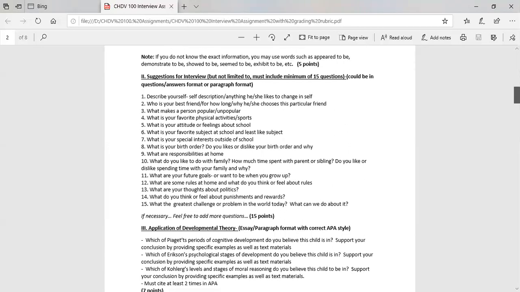Now, here are the actual questions. You will not be making up your own questions. You do need to follow these questions. If you want to add questions, you're more than welcome, but there are 15 pretty sound questions already, so you don't have to make them up. I'm not going to read them, but these are the 15 questions.